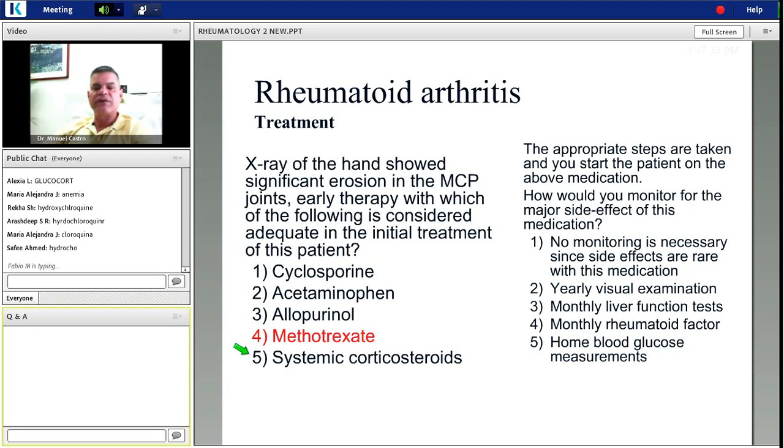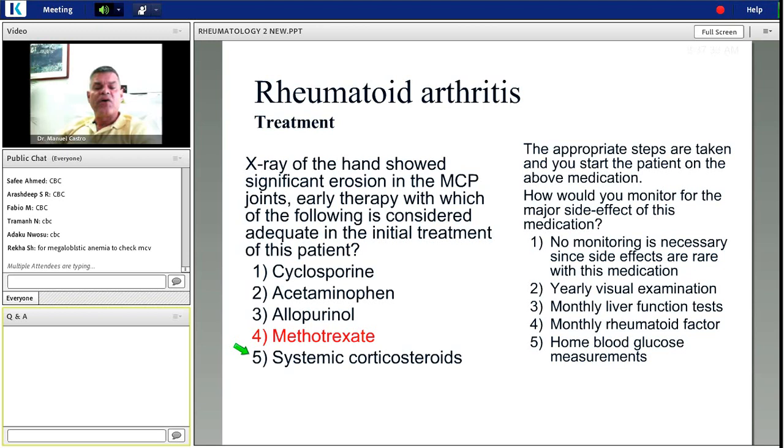Now, monthly liver function test, would that be appropriate for a patient on methotrexate? Would you want to start monthly liver function tests? Most of you are saying yes. What other lab tests should you also monitor on patients that are taking methotrexate? Absolutely, a CBC, right? A CBC as well, okay? Very important to monitor those things.